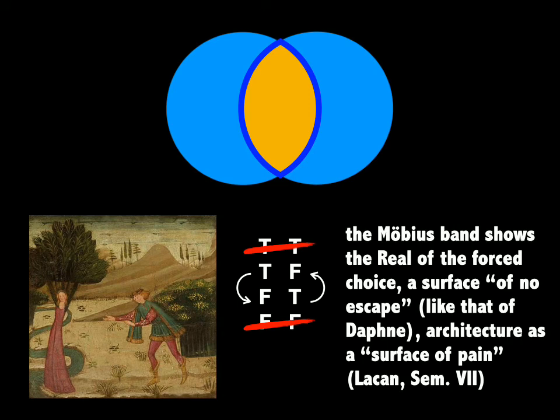You lose your life, you lose your money. You lose your money, you can't enjoy your life. The void that is the intersection of the true and false is the twist of the Möbius band. And, as Lacan says in Seminar 7, it's the surface of no escape in the story about Apollo and Daphne. Architecture's surface of pain has to do with every drawing being simultaneously a figure and a ground, an origami fold of medium over message.